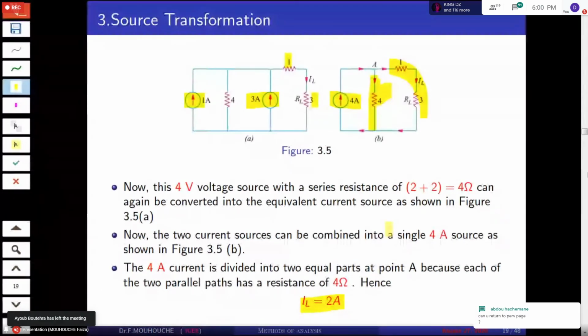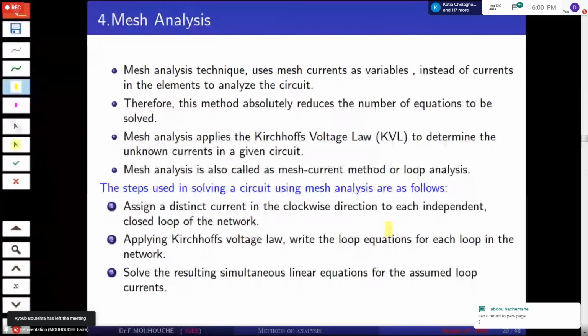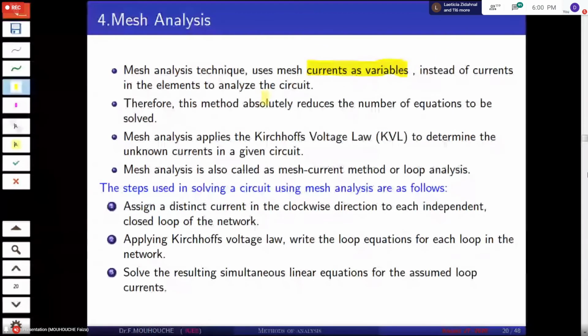Okay. This is for source transformation. Now we will go to the first method of the analysis, which is called mesh analysis. The mesh analysis technique uses mesh current as a variable, instead of the current in the element, to analyze the circuit. Therefore, this method reduces the number of equations.